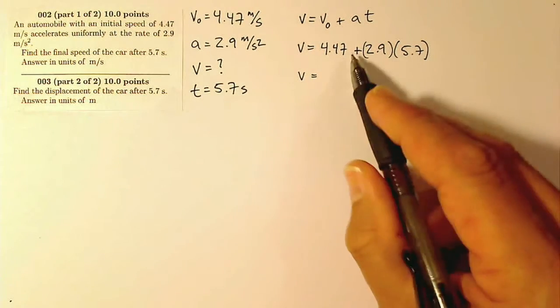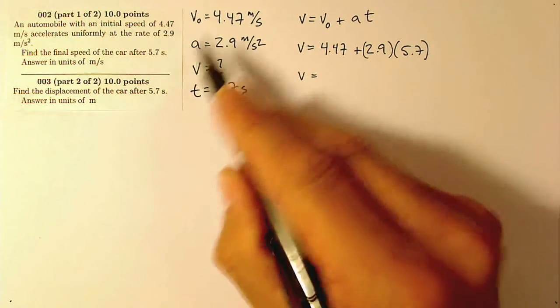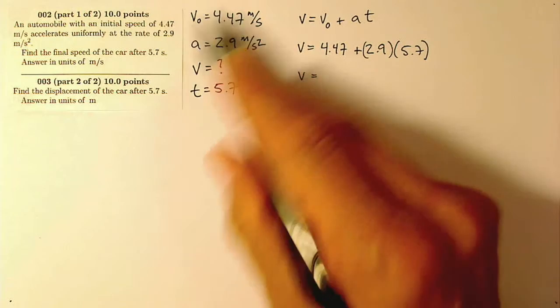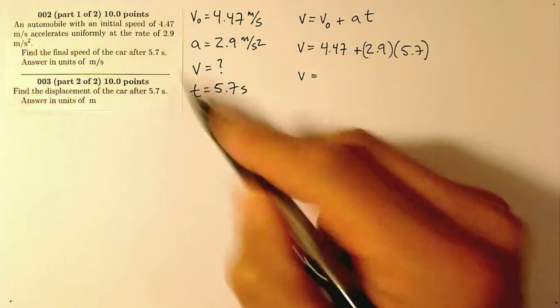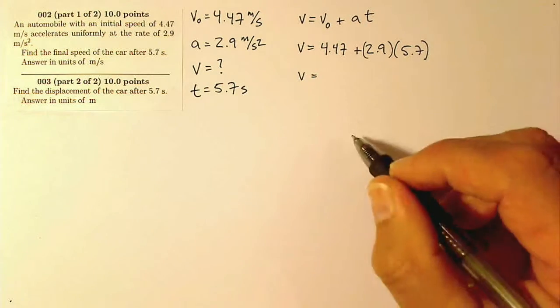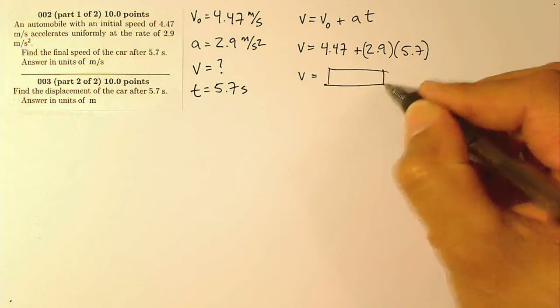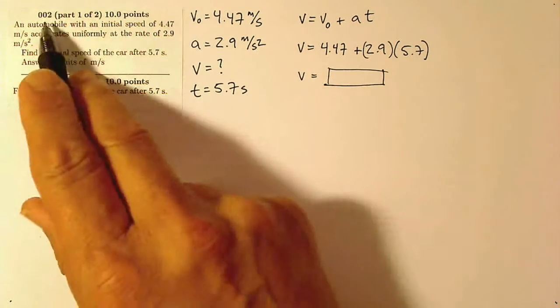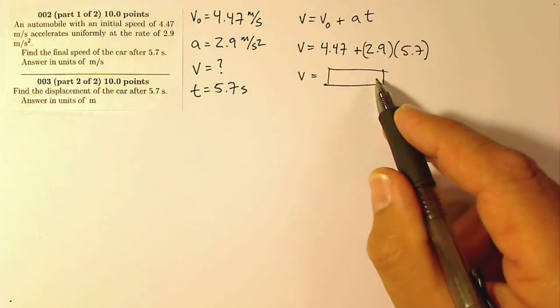Now you'll see how easy this was. Since I'm identifying my variables as I go, it's a really good skill set to get in, a really good habit to get in, because then you've got your numbers ready to plug into your equation when you have it like you like it. So there's my final velocity. That is part 1 of 2, so that's question 2.